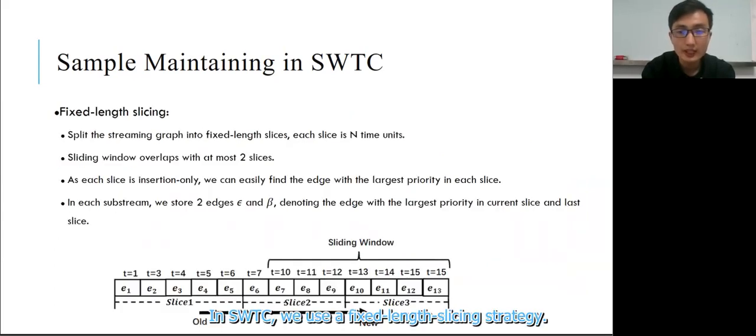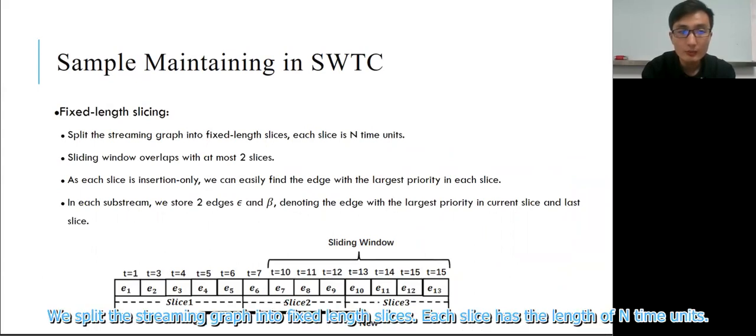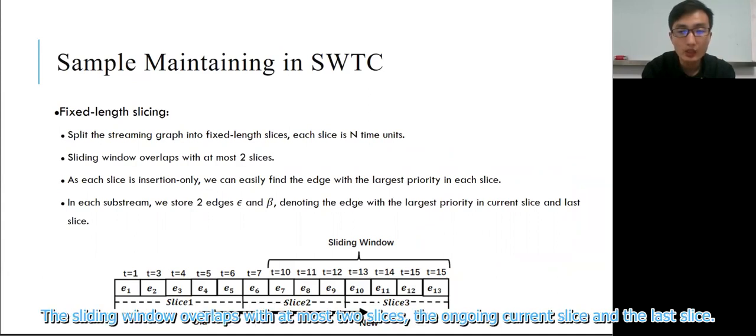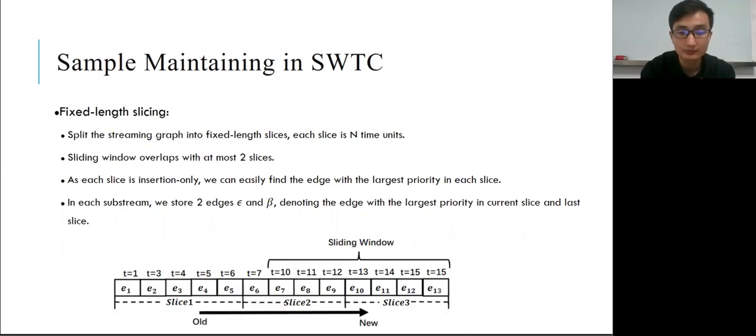In SWTC, we used a fixed length slicing strategy. We split the streaming graph into fixed length slices. Each slice has the length of n time units. The sliding window overlaps with at most 2 slices, the ongoing counting slice and the last slice.